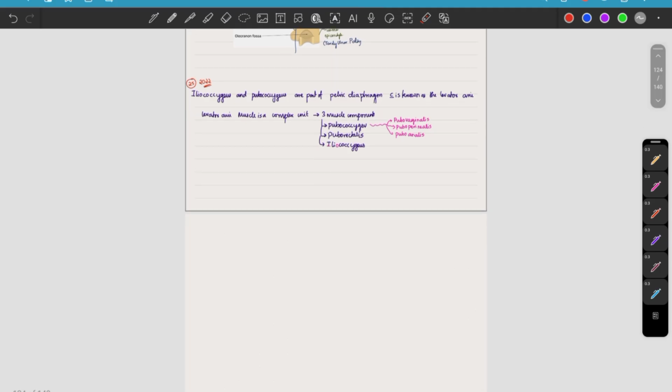Currently, we are left with 2024 and 25. Let's finish that as soon as possible.